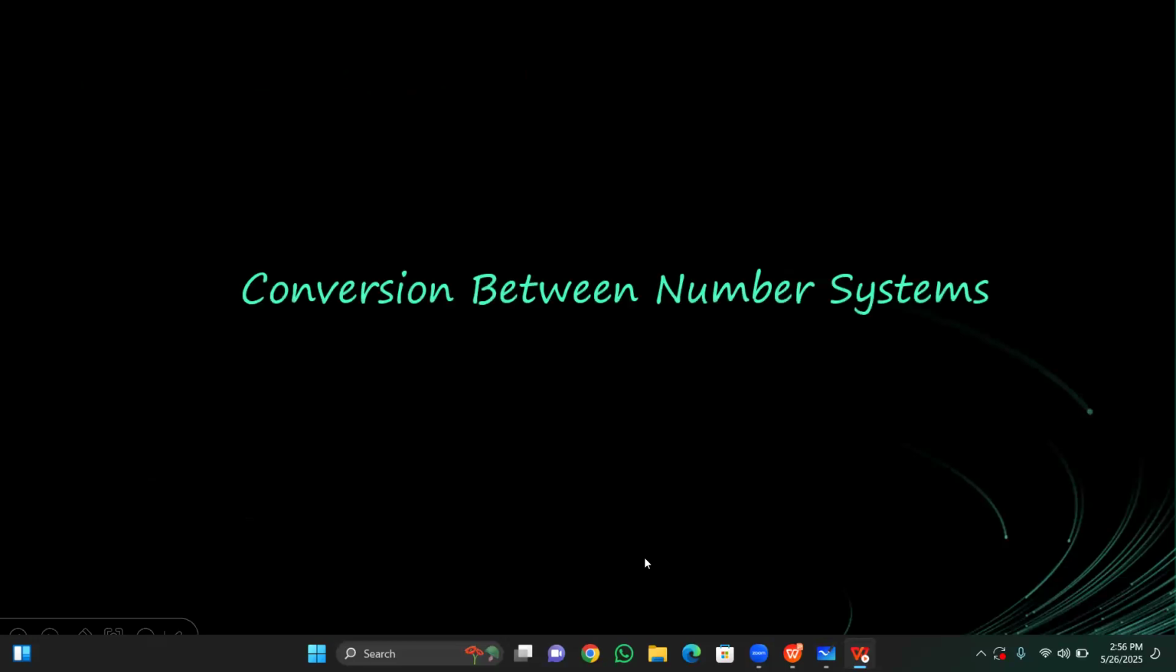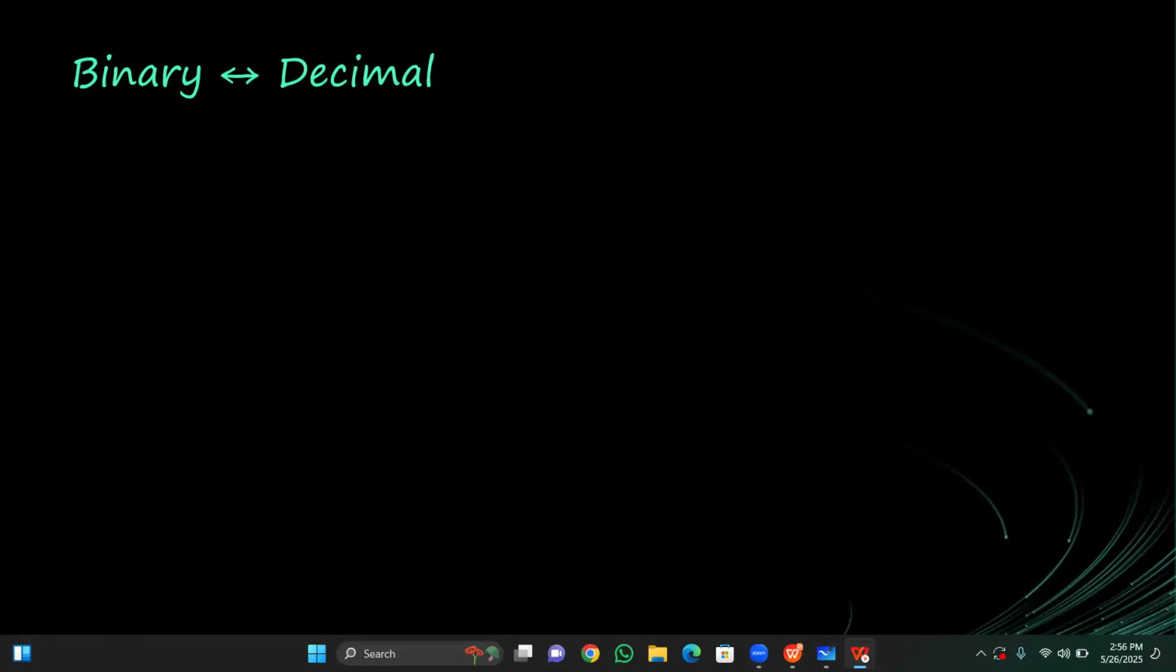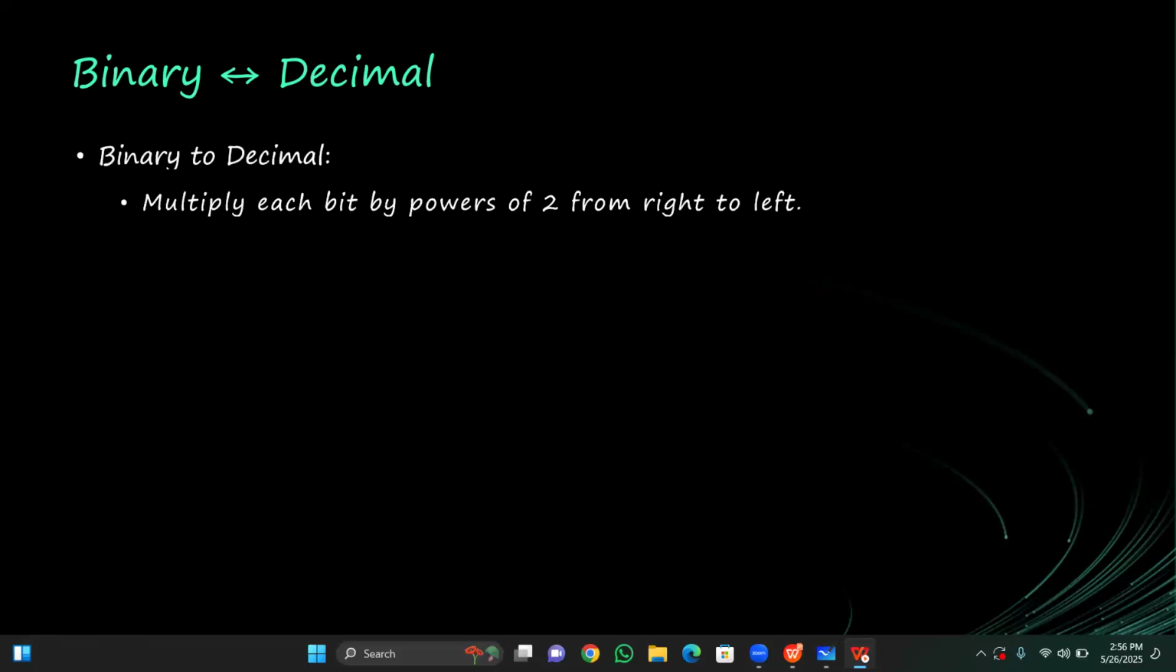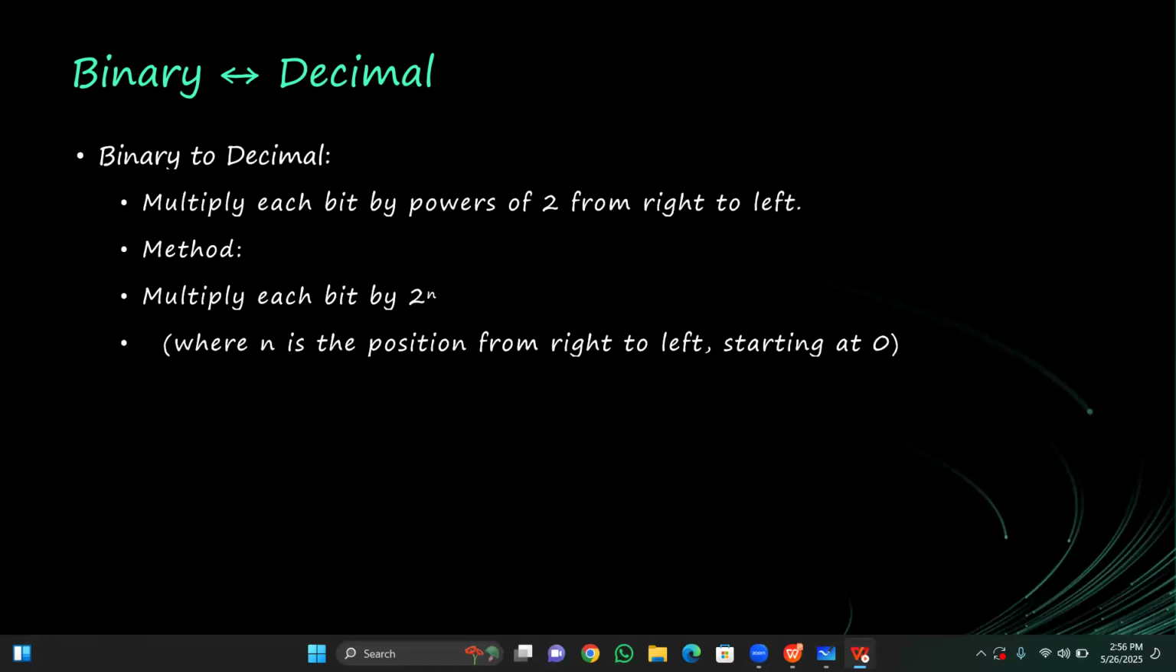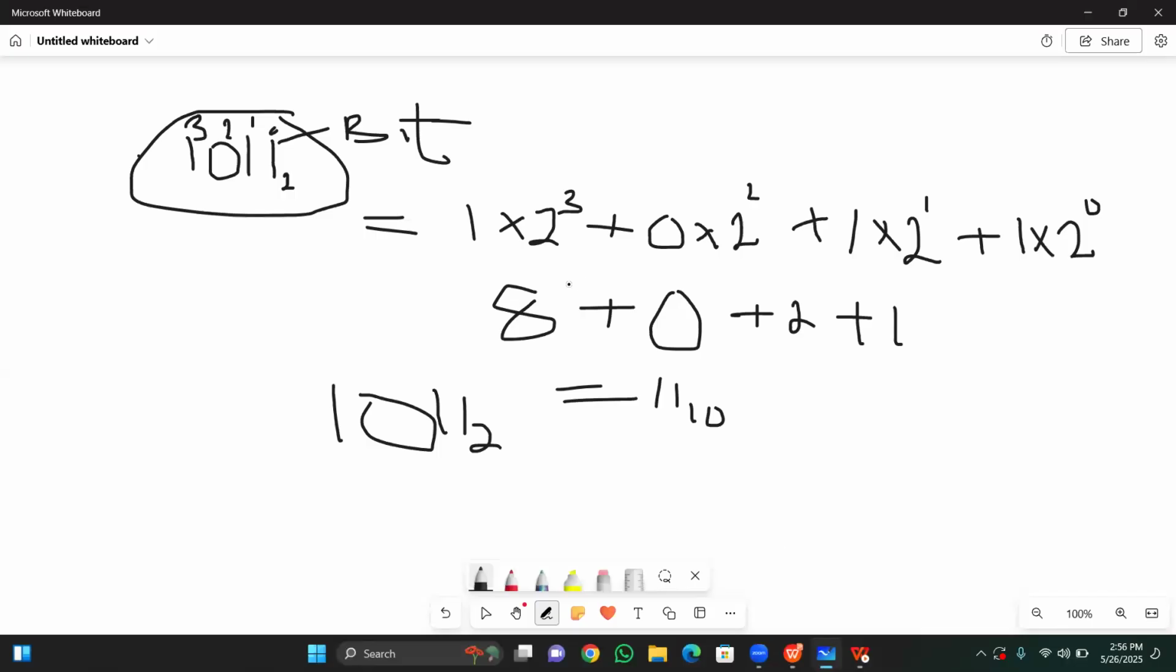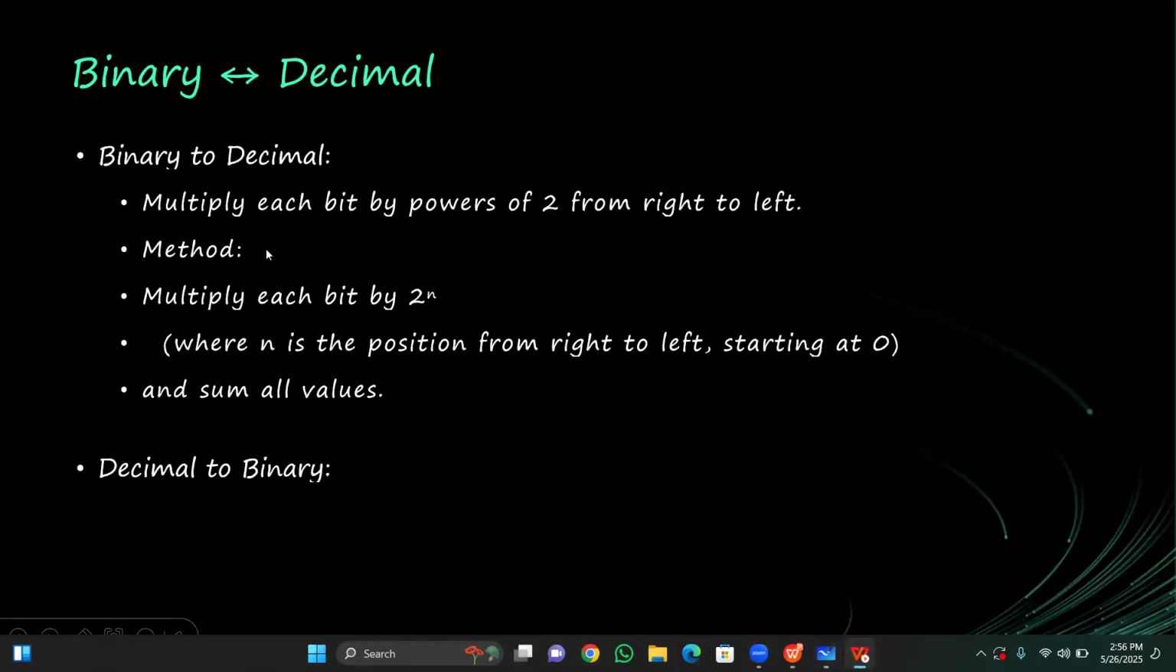Now let's properly do conversion between number systems. Let's convert between binary and decimal. You have binary. You multiply each bit by powers of 2 from right to left. You have already seen it, using their positional values. Then you sum all values. That is basically what we did here. This is a binary value, and we now use their positional values to convert it to a decimal value. So how do you convert from decimal to binary?